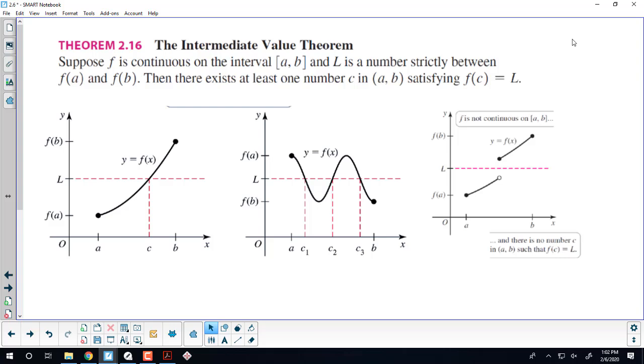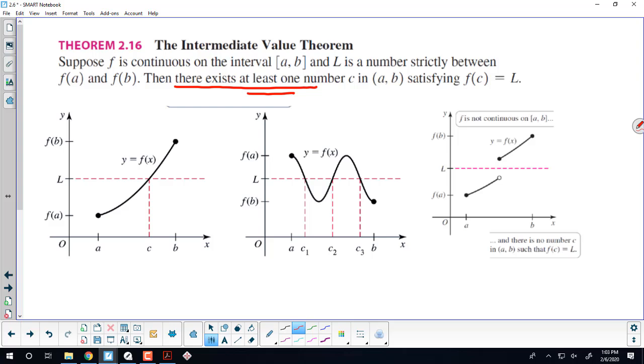So the two figures on the right are just an example of a situation that the theorem's talking about explicitly. The first one, we have one possible c that equals this y value of L, but we could also have multiple c's, c1, c2, and c3. So the theorem stipulates there exists at least one if you've got a continuous function, and the condition that L is in between f(a) and f(b) is satisfied.